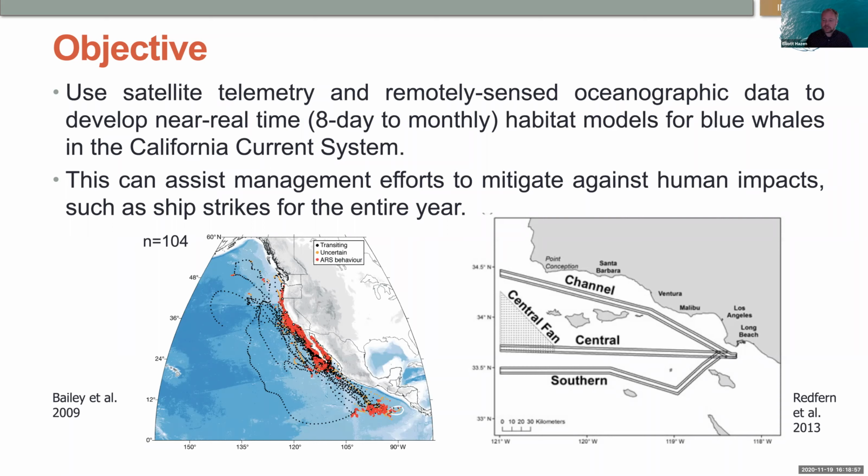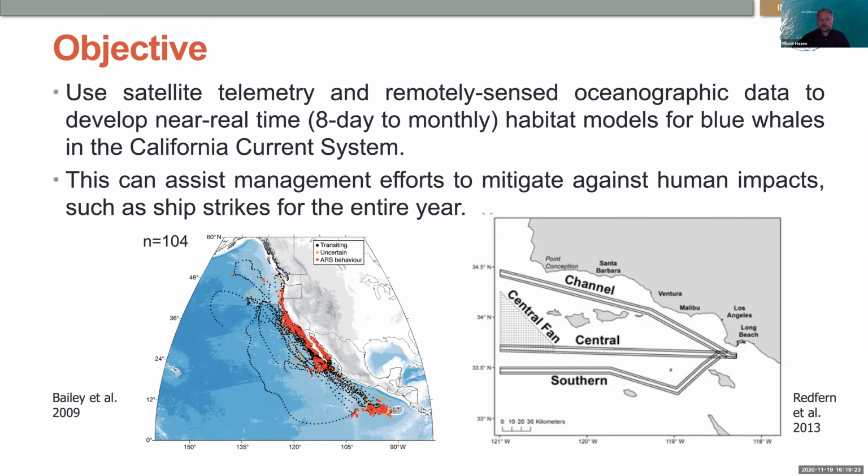And it's important, Jessica Redfern's paper outlines how there is one formal channel between the Channel Islands and Santa Barbara itself. And there's also a central shipping lane that's not official, but is often used, particularly by vessels that are trying to get around the clean air requirements that are necessary to go through the channel.